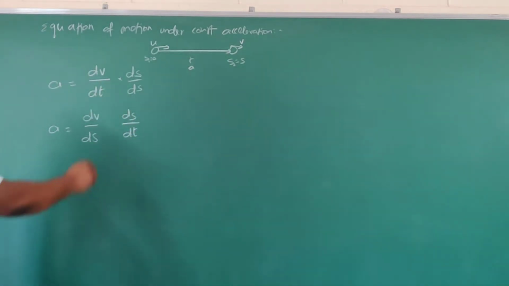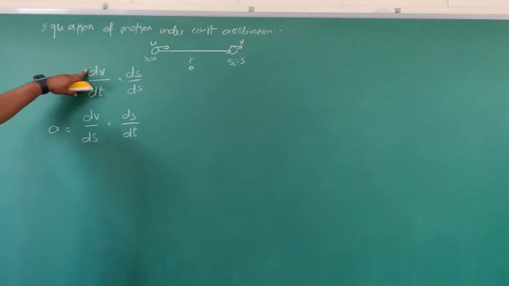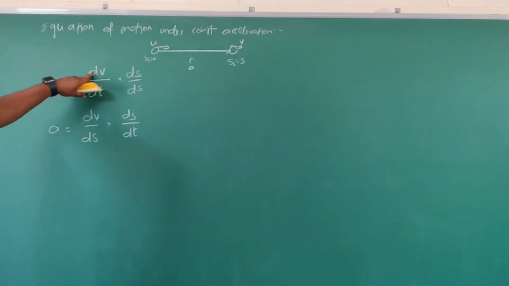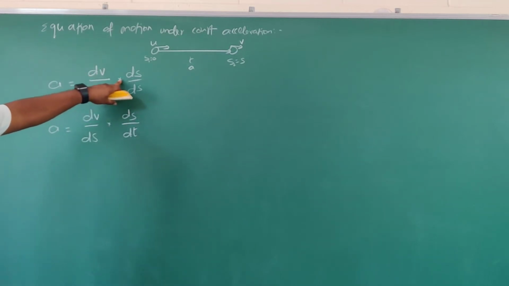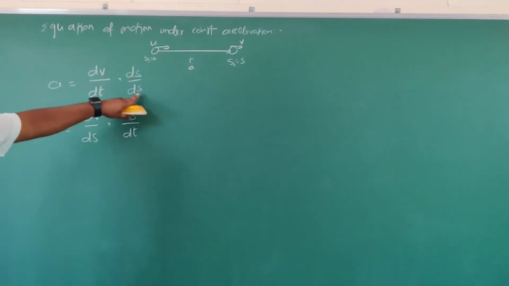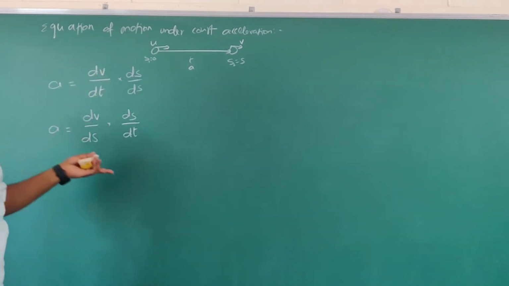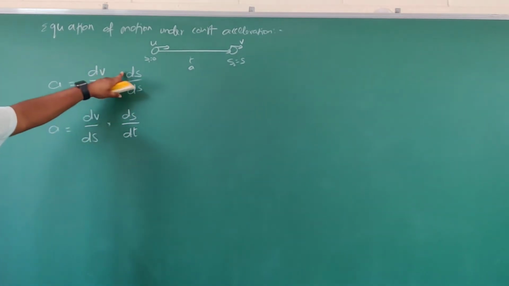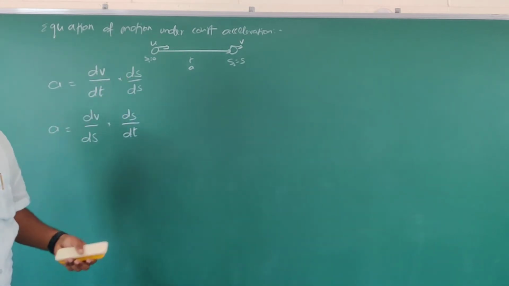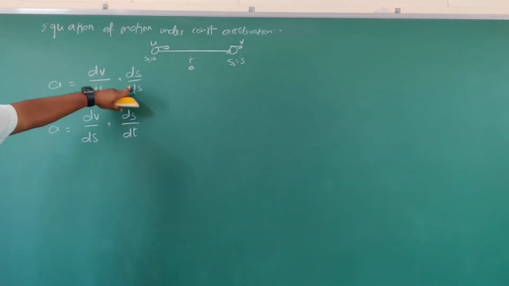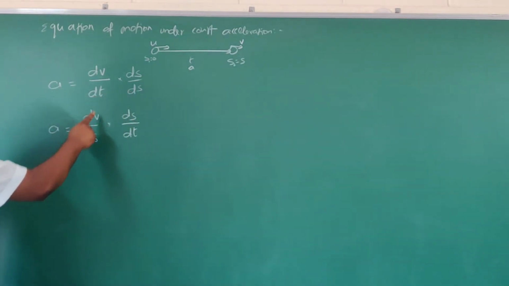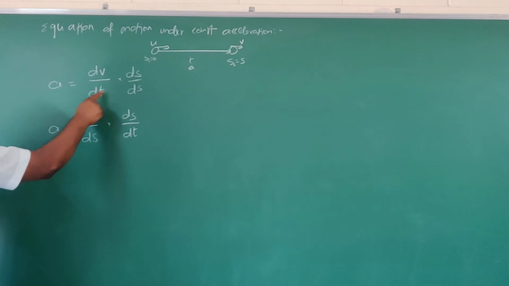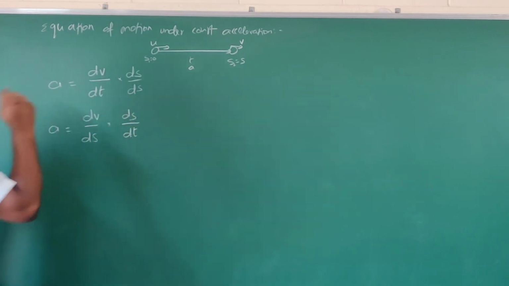Understood or not? Acceleration means a equal to dv by dt. The same equation I am multiplying with ds by ds. ds by ds means ds cancels, value 1, and 1 into dv by dt means the same. So just for the solution purpose I am multiplying it with ds by ds. Now this ds I am writing here, so it became dv by ds, and this dt I am writing here, so ds by dt.